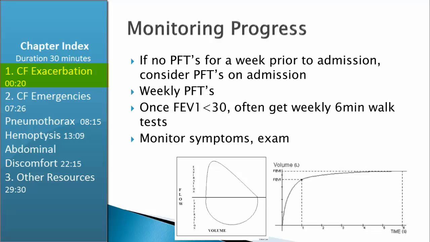For patients with severe lung disease, once the FEV1 falls below 30%, we often also obtain weekly 6-minute walk tests, and physical therapy does this because this is sometimes a more sensitive marker for improvement. Also, it's important to monitor the symptoms and the exam, and oftentimes you'll even notice patients' lung exams will improve over only a few days.